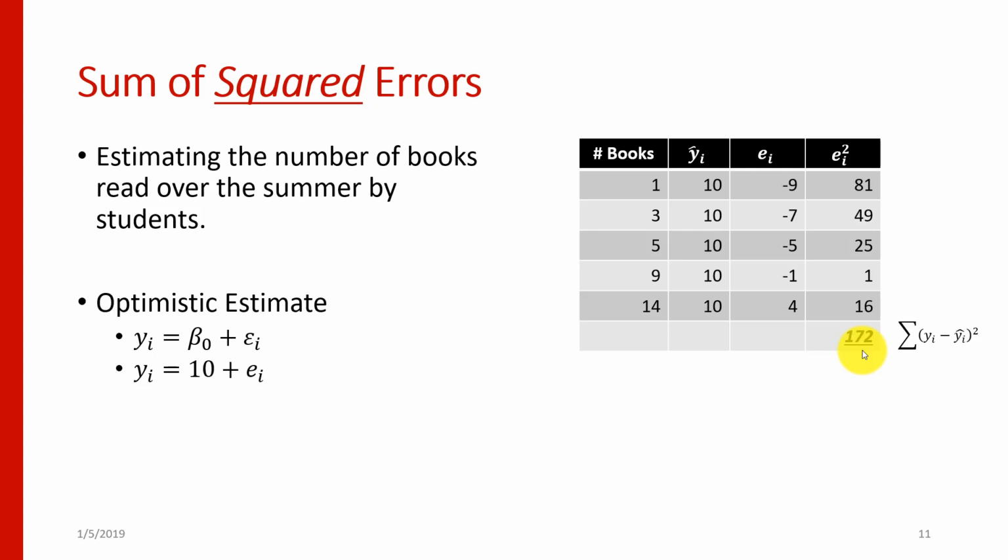Now, if we switch to my optimistic estimate, I estimate 10 books read for each person. You can see we get a distribution of positive and negative residuals. Again, if I square all of those residuals and then add them together, now I get 172. So my sum of squared errors is 172, quite a bit better than the previous sum of squared errors. 10 seems to be a better estimate than 0.